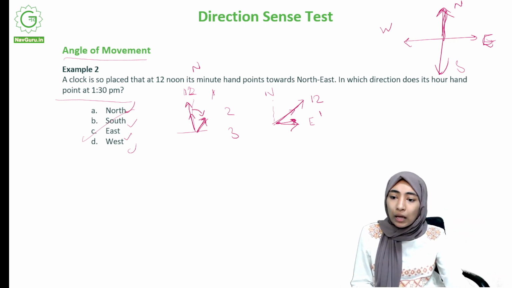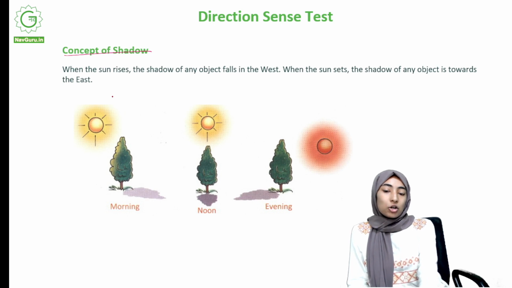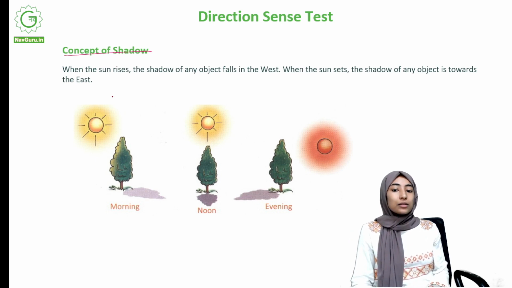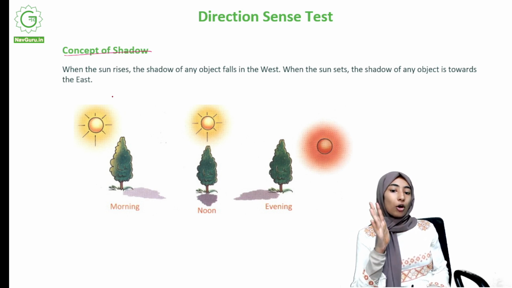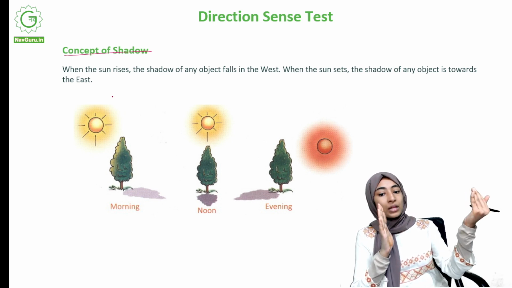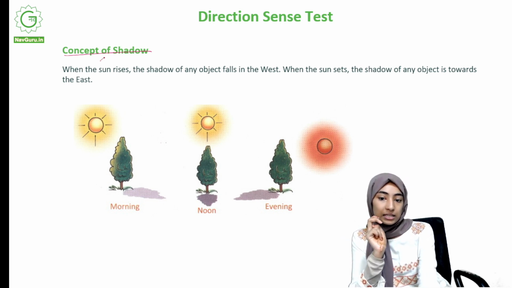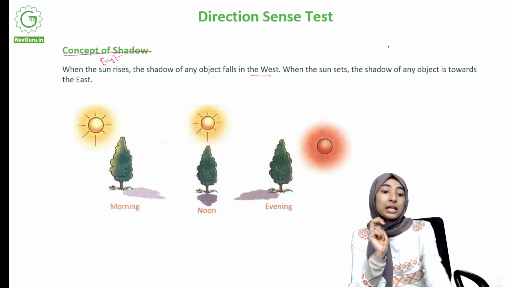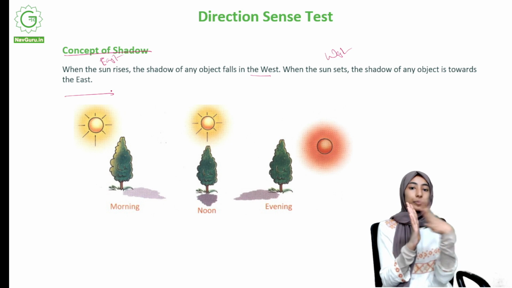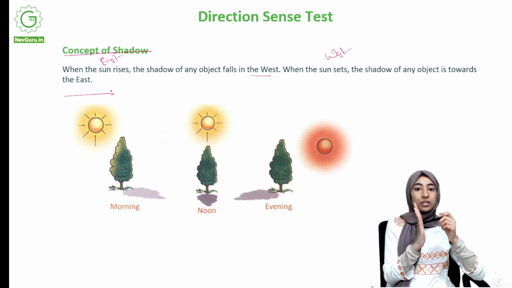Okay, moving on now, the last concept that you need under direction sense test is this concept of shadow. So basically the thing is that when the sun rises, the shadow of any object falls in the west. So basically when the sun rises from the east, the shadow falls in the west. Sun sets in the west, so shadow falls in the east. Basically the shadow falls opposite to where the sun is.